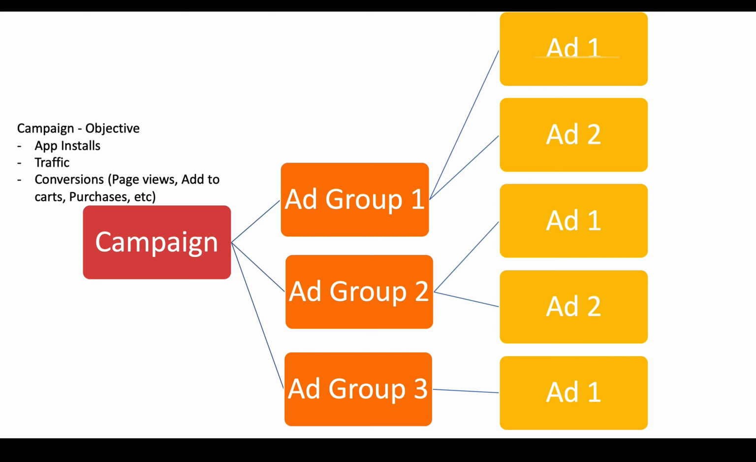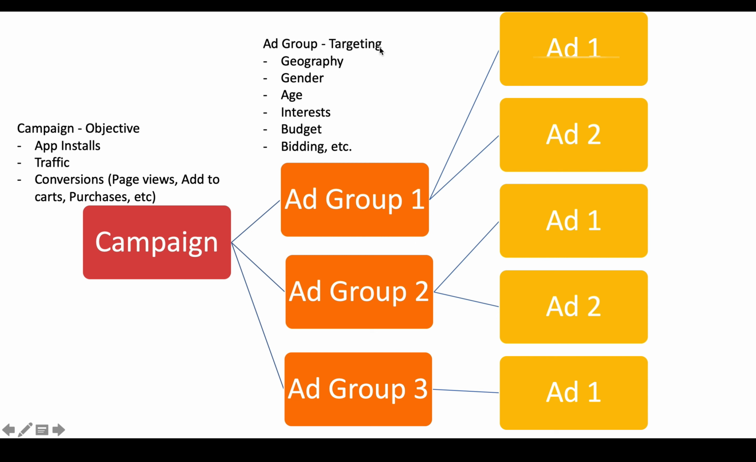So this is what you define in a campaign. So you select what you want to do. Do you want app installs, you want traffic, or you want conversions? There are more options. We'll get into them when we get into creating the first ad on TikTok. I'll take you through all the options. When you come to ad group, this is where you do targeting.